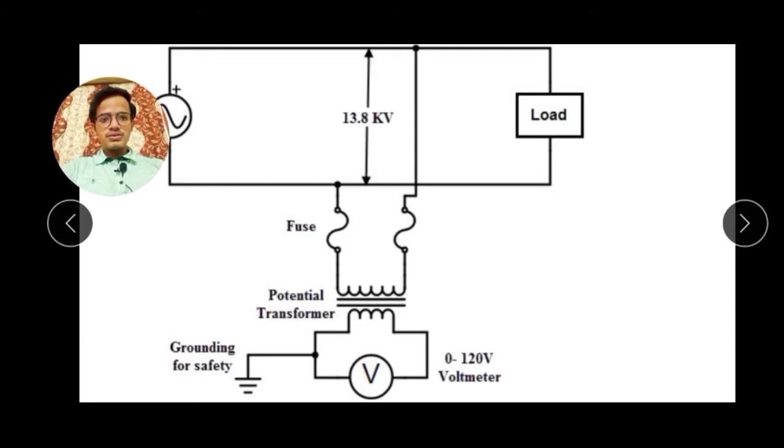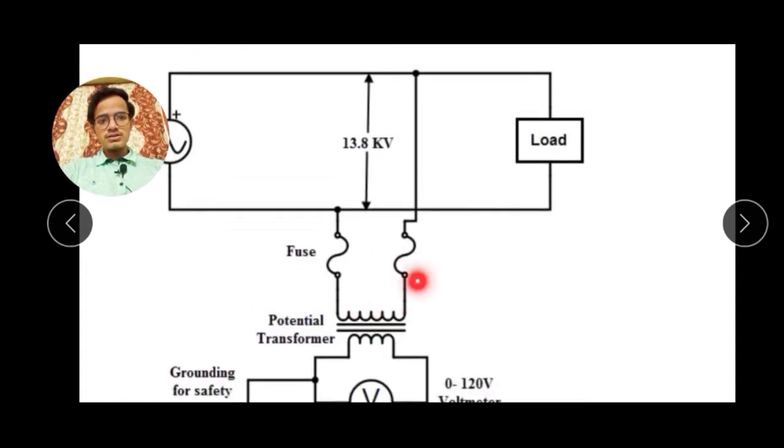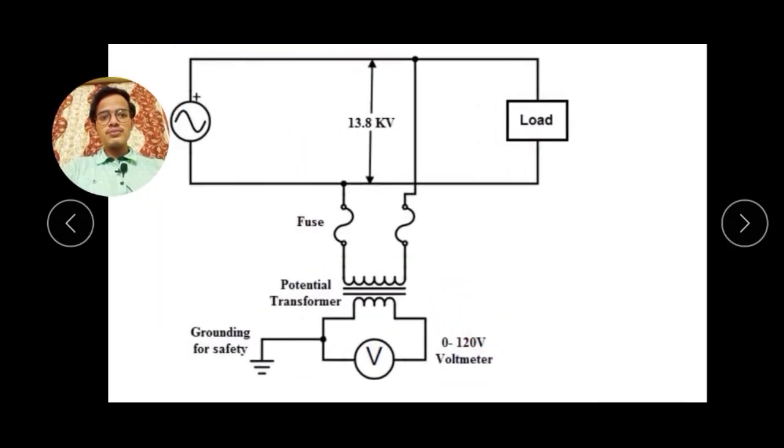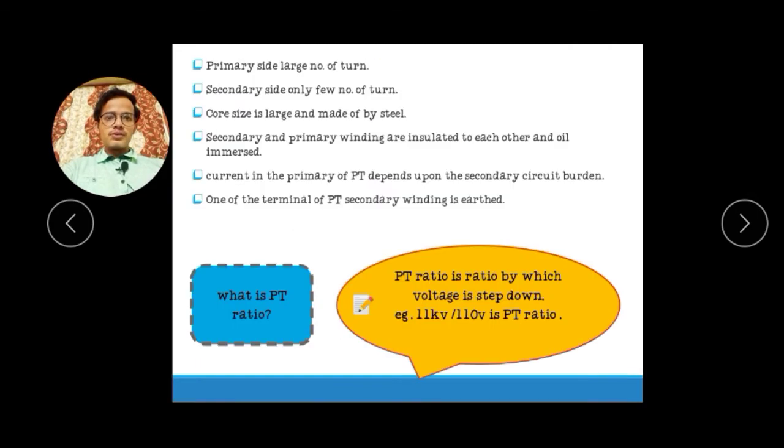Here you can see the potential transformer is a step down transformer, because the primary contains more turns and the secondary contains fewer turns. That means we are converting the high voltage into low voltage. We have also grounded the secondary of the PT. So the primary side contains a large number of turns, the secondary side only a few turns. The core size is large and made of steel. Secondary and primary windings are insulated from each other and oil immersed.